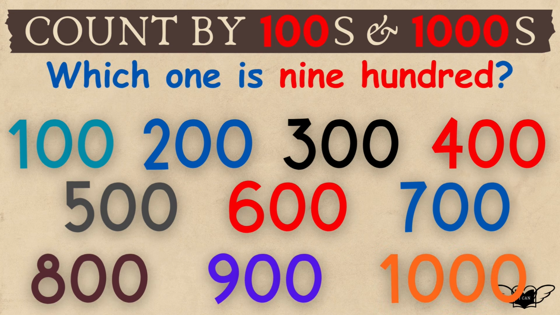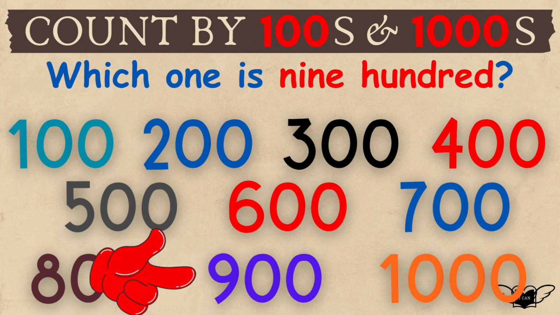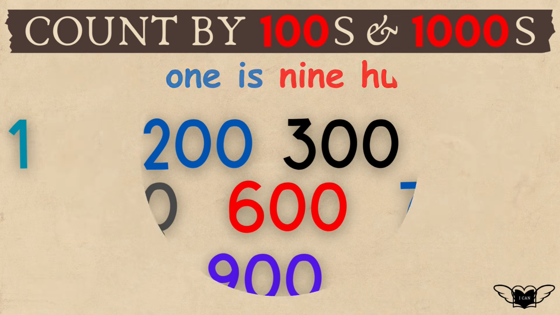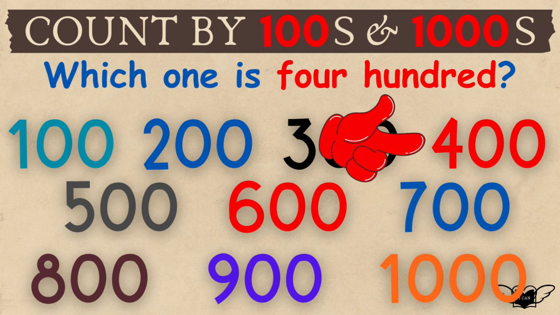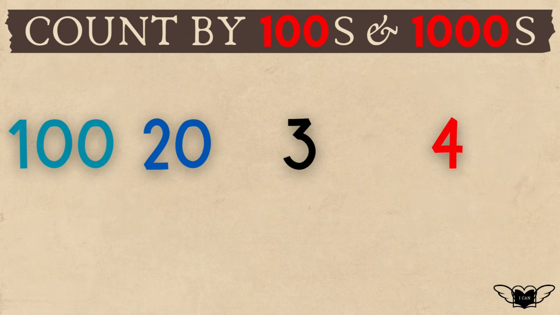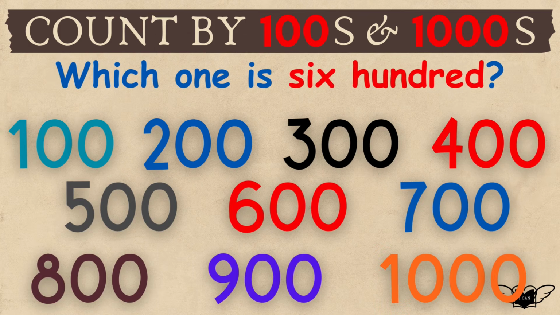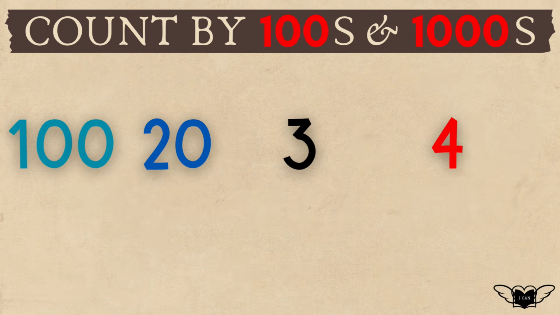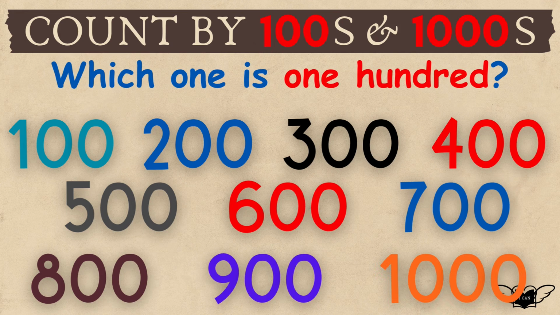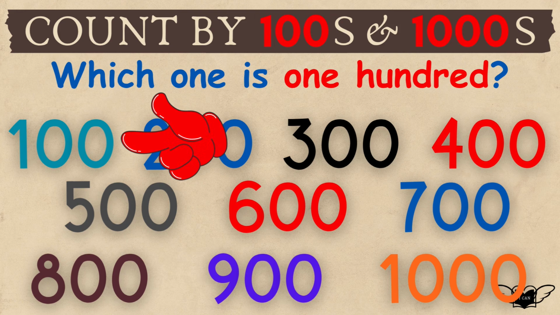Which one is 900? This. Which one is 400? This. Which one is 600? This. Which one is 100? This.